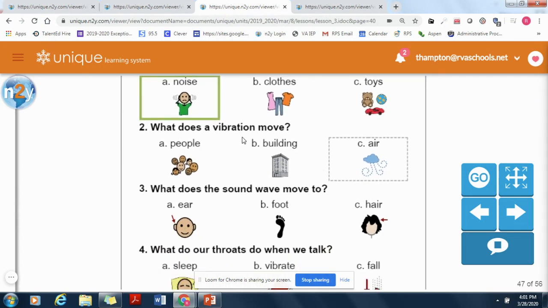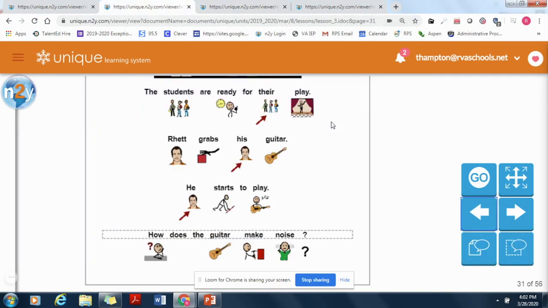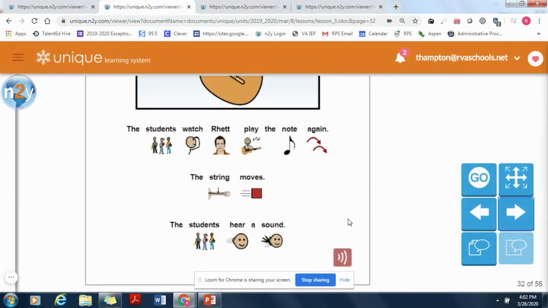What is a vibration move? What does a vibration move? Does it move people, buildings, or air? What does a vibration move? Well, let's look back in our story, back in our reading passage.